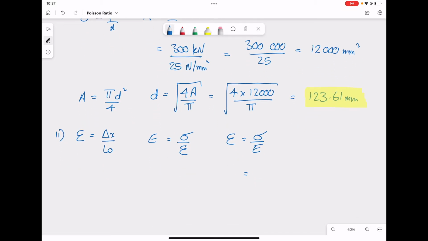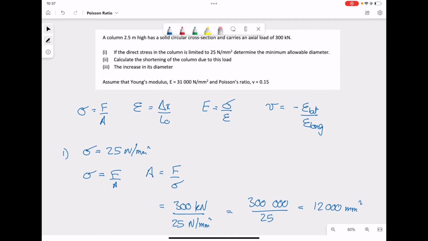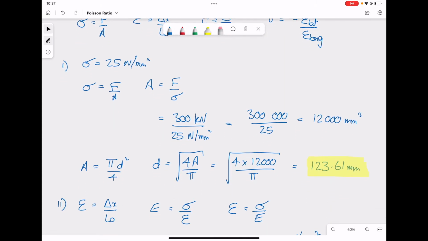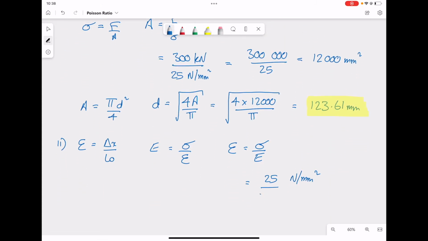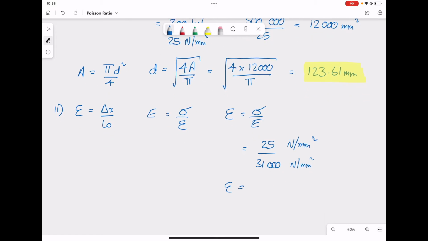Fill in the values we know. The stress is 25 newtons per millimeter squared. Young's modulus is given at the bottom of the question. So Young's modulus E is 31,000 newtons per millimeter squared. We have the same units top and bottom, so we can calculate the strain value: 8.0645 times 10 to the negative 4.